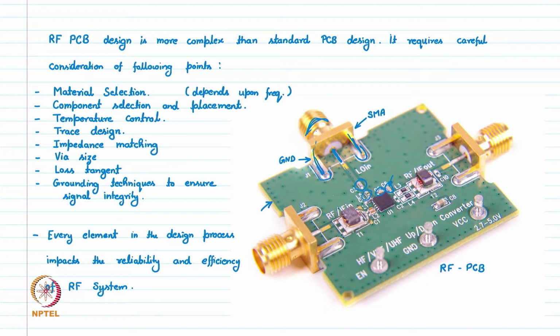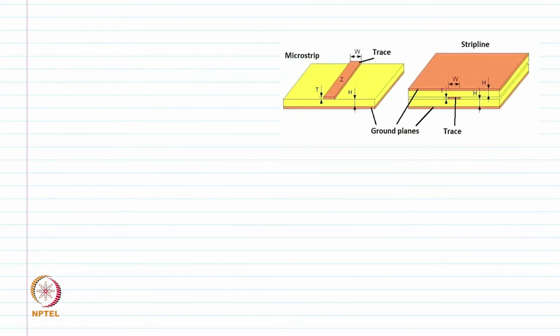So let's discuss this one by one. For this we need to first understand how the signal is actually routed in an RF PCB. So we understand now how signal is routed.